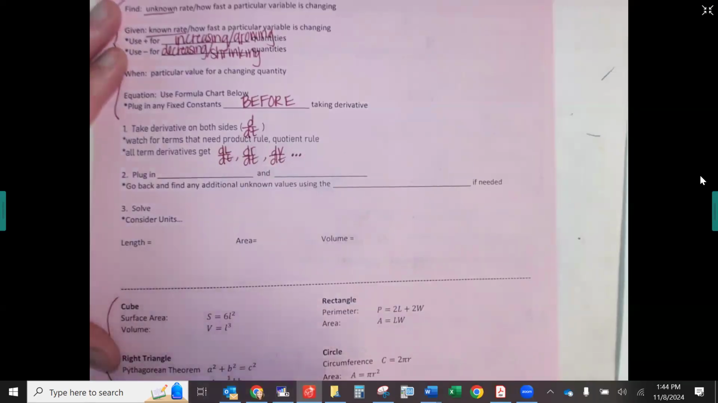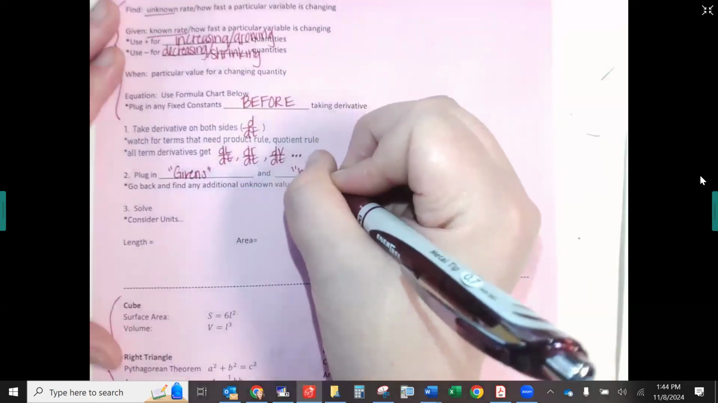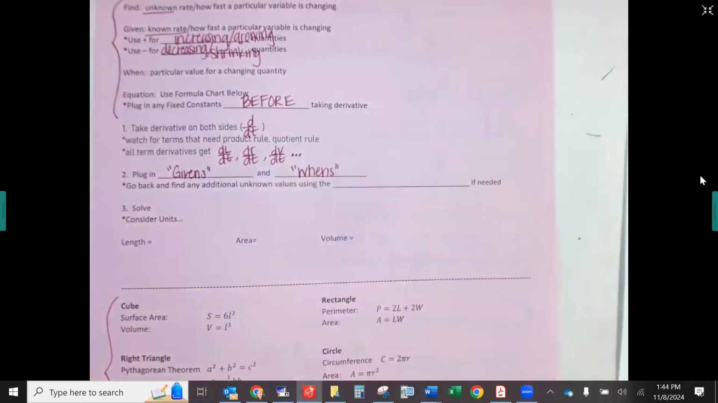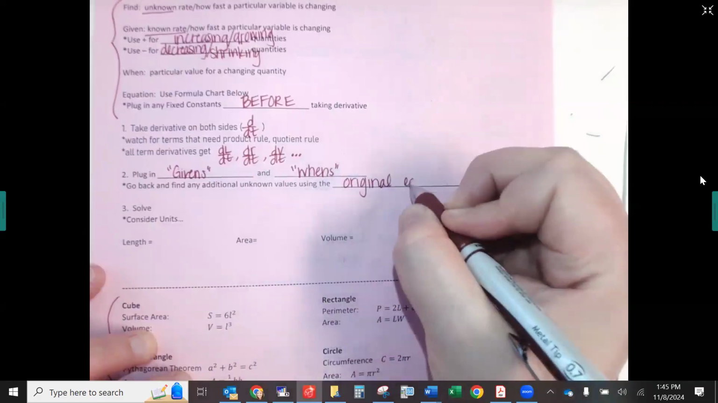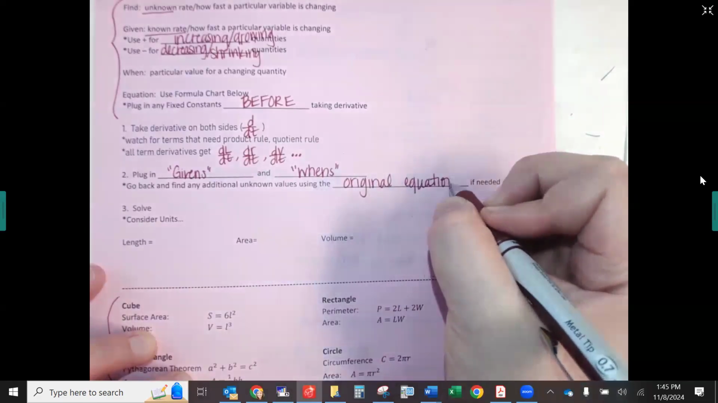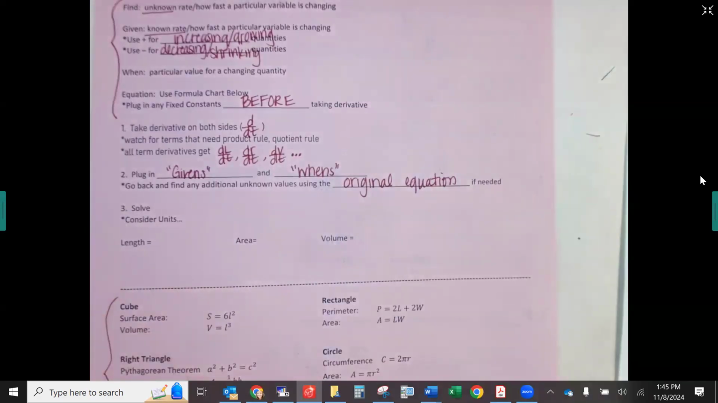You are going to plug in all of your givens and your whens. Okay, after you take the derivative, you can plug in all of your givens and all of your whens. If you are missing any extra information, remember you go back to the original equation to find those details. Okay, and then you'll solve.